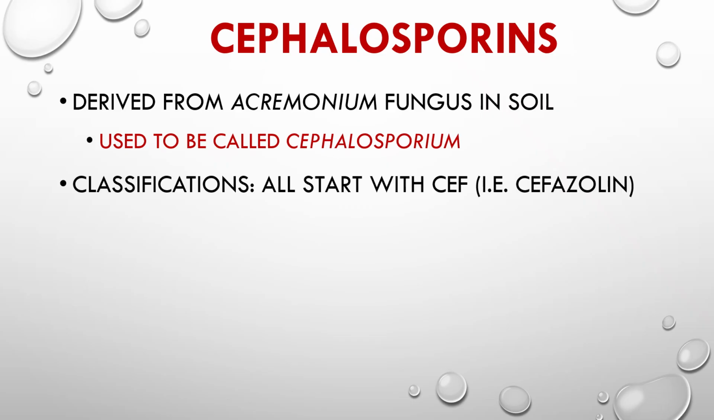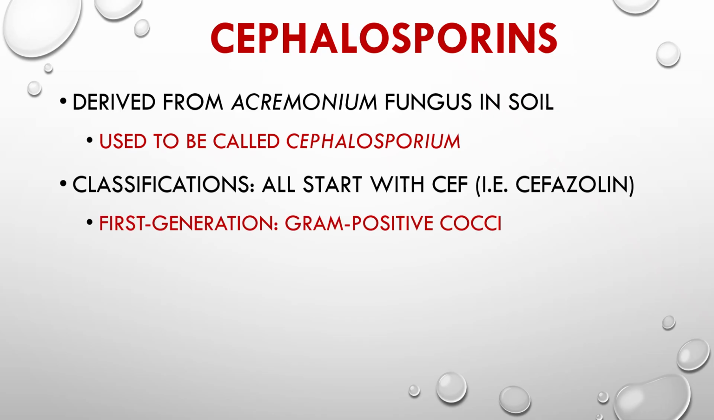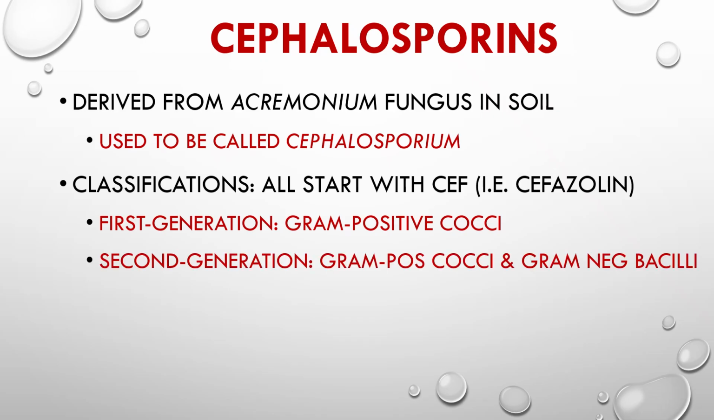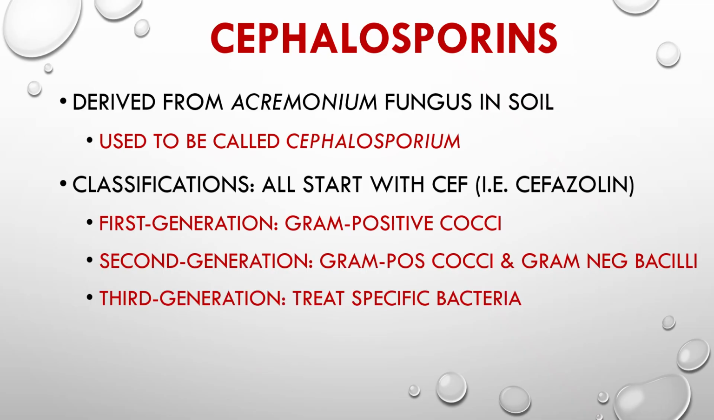So quite a few classifications. They all start with ceph, so cephalosporin, ceph. So generations. First generation just means the very first one in this category. So it was only effective against gram-positive cocci. Then, did some modifications. Now the second generation came out. Now we still have those gram-positive cocci, but now some gram-negative bacilli.